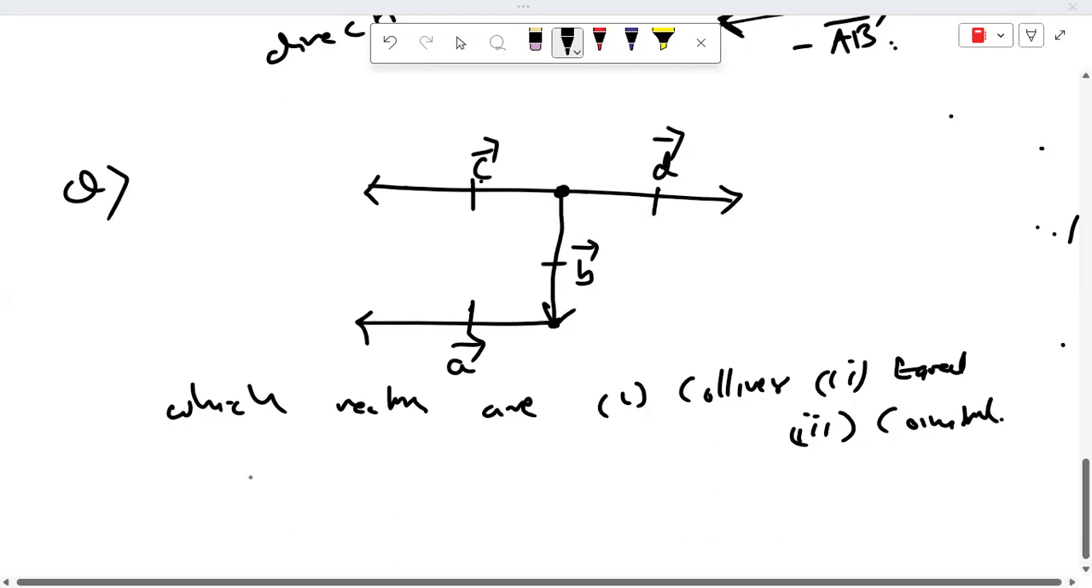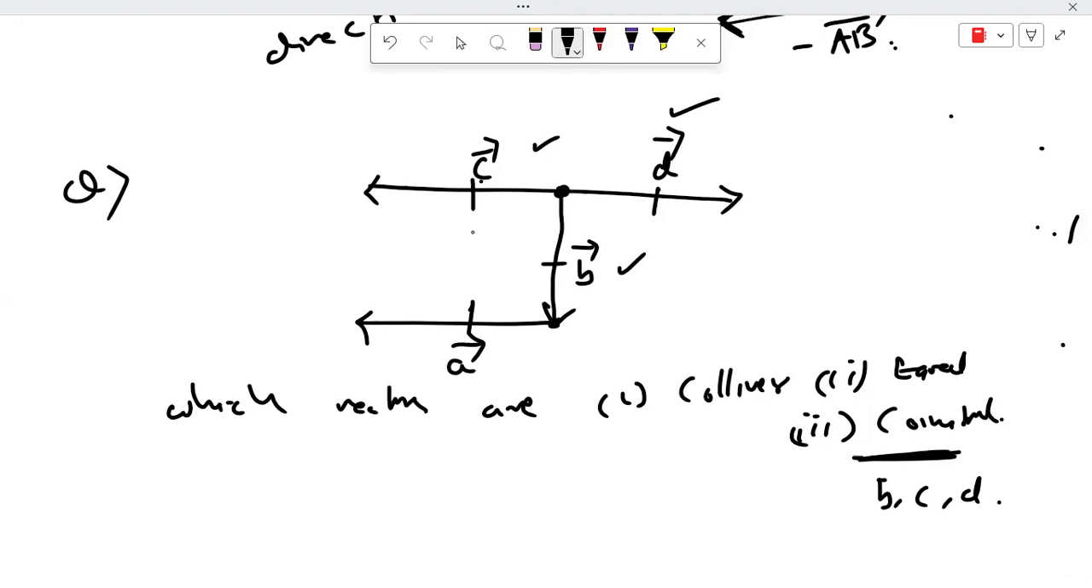All right, Zara. See, B, C, D are co-initial, right? Yes, sir. Equal, we can see C and D are equal. Sorry, C and A are equal. Yes.